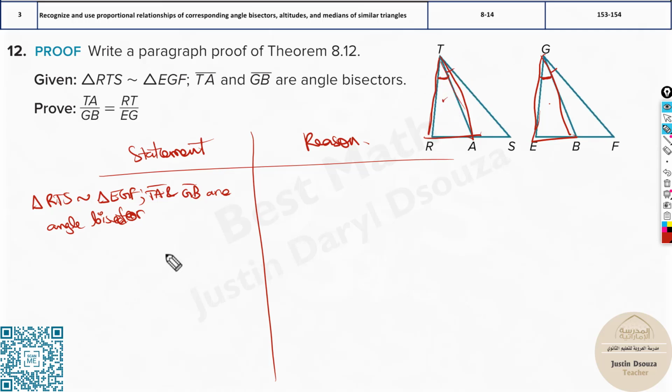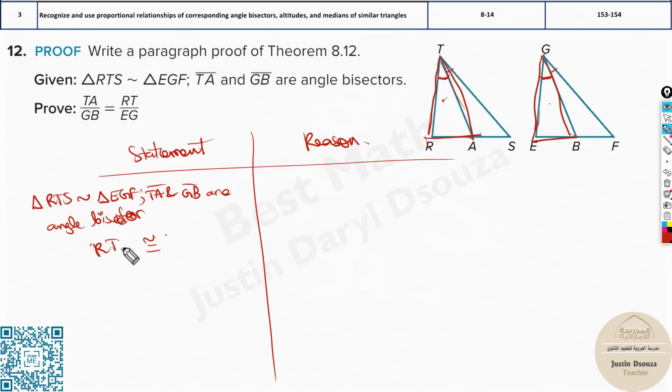I'll show you how. Angle T is equal or congruent to angle G. Okay, that's the first thing. But now the thing is, it's not angle G we are talking about. We have to talk about half of it. Sorry guys, I just missed it over here. It is not angle T. We have to talk about which angle? RTA. Why? Because we need half of it, right? Because this is the angle bisector. Let me write it over here.